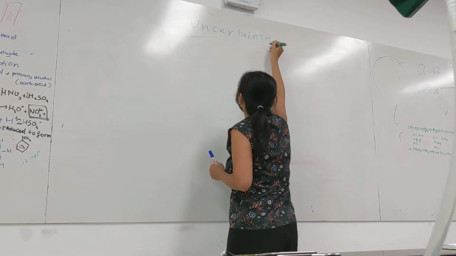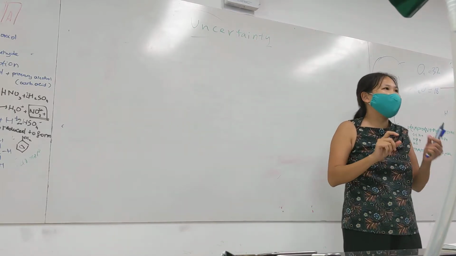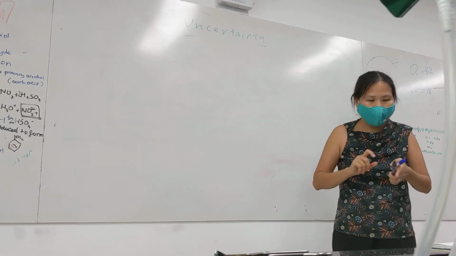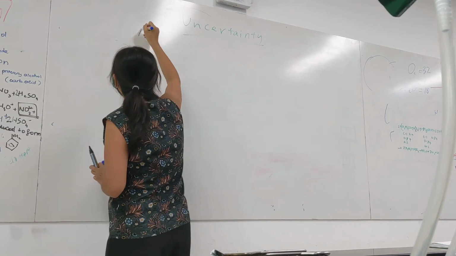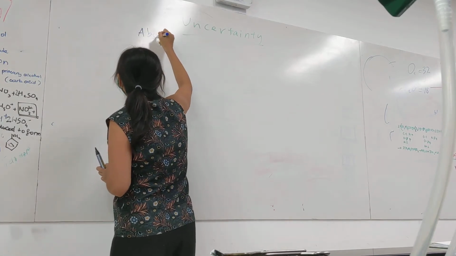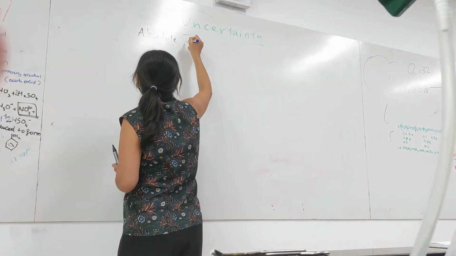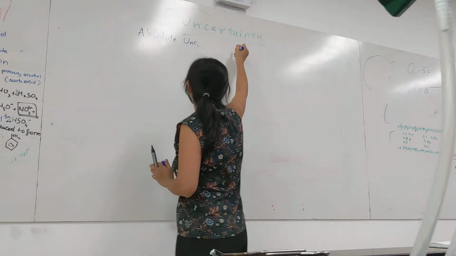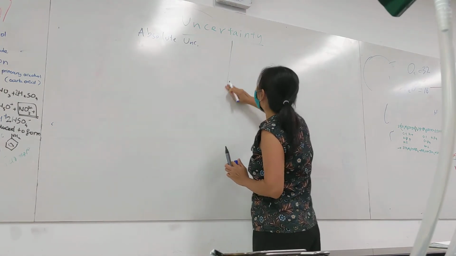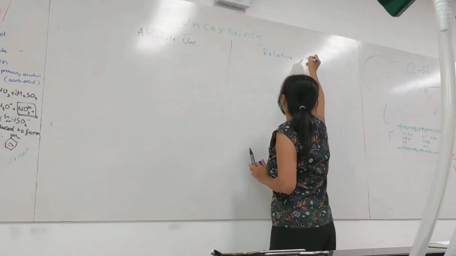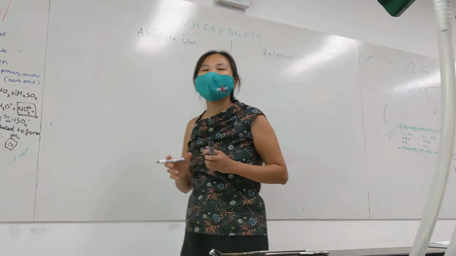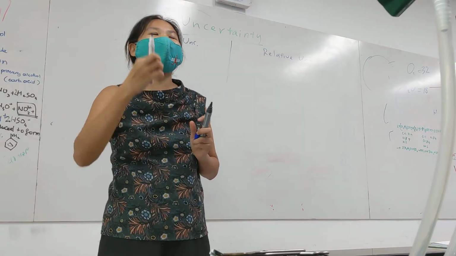Uncertainty, okay? So uncertainty in the value is that plus or minus value, right? And there are two types of uncertainty, and I hope you guys have some exposure to it. There's absolute uncertainty, right? And there's relative uncertainty. Okay? Absolute uncertainty is the value that plus or minus.